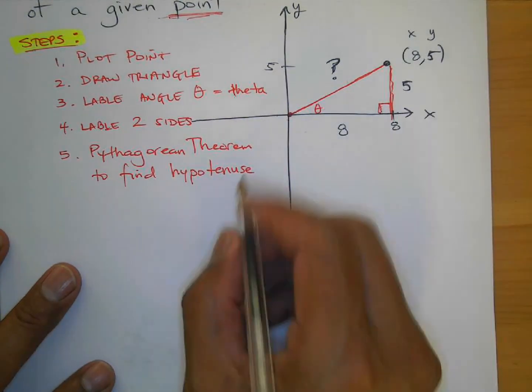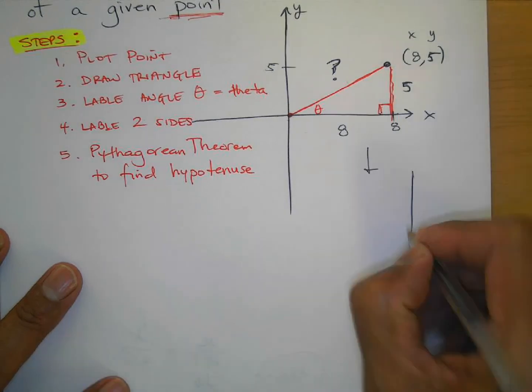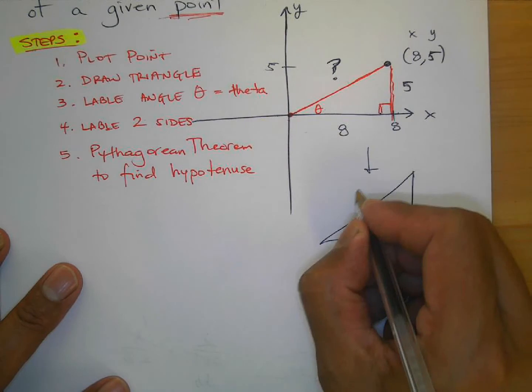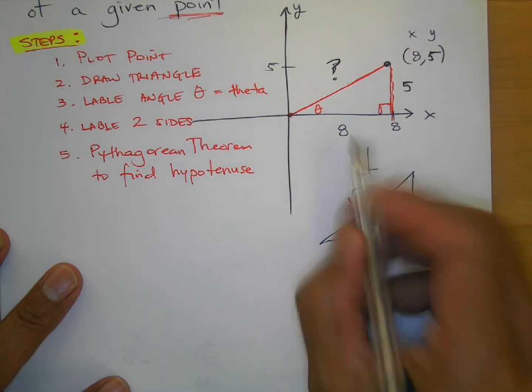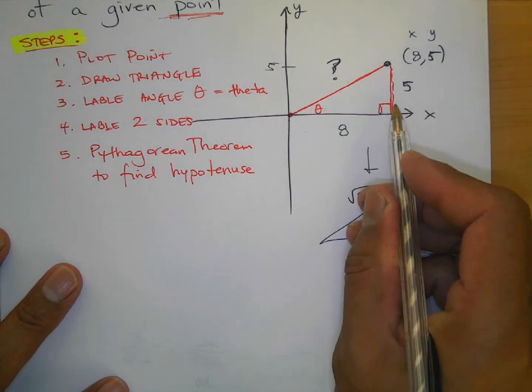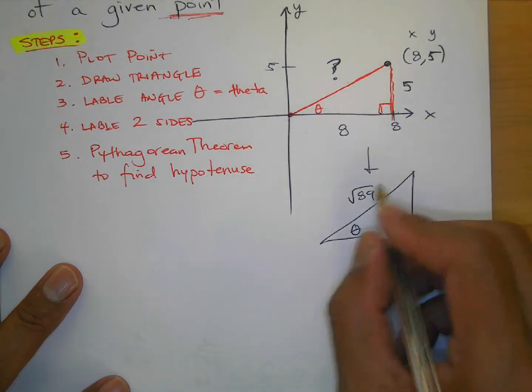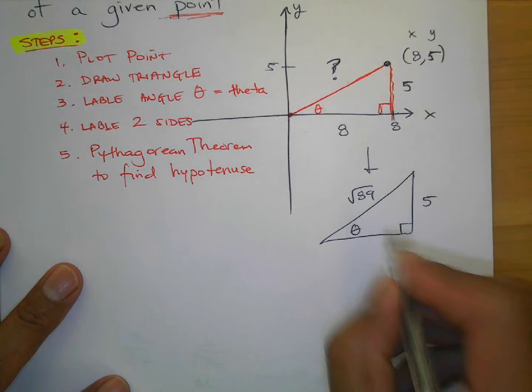And once you use the Pythagorean theorem and you find this one, it'll be like this. I think it's the square root of 89. 64 plus 25. I think it's good, right? 5, 8.